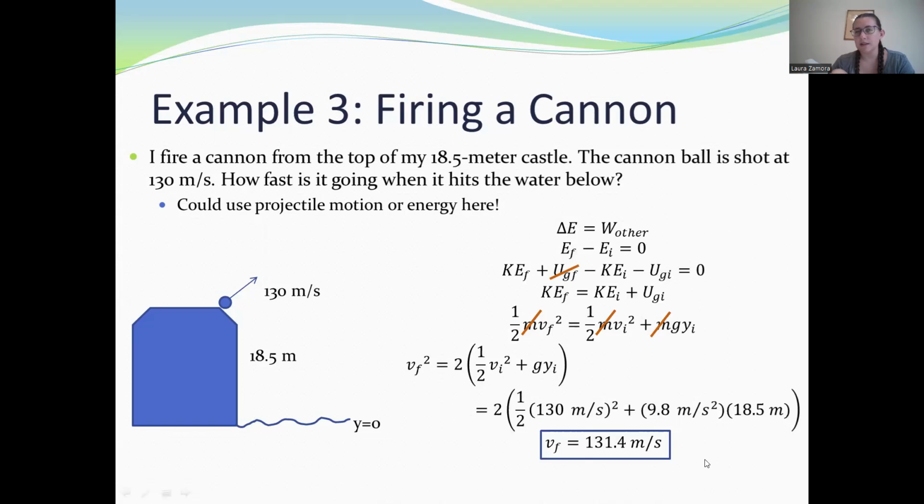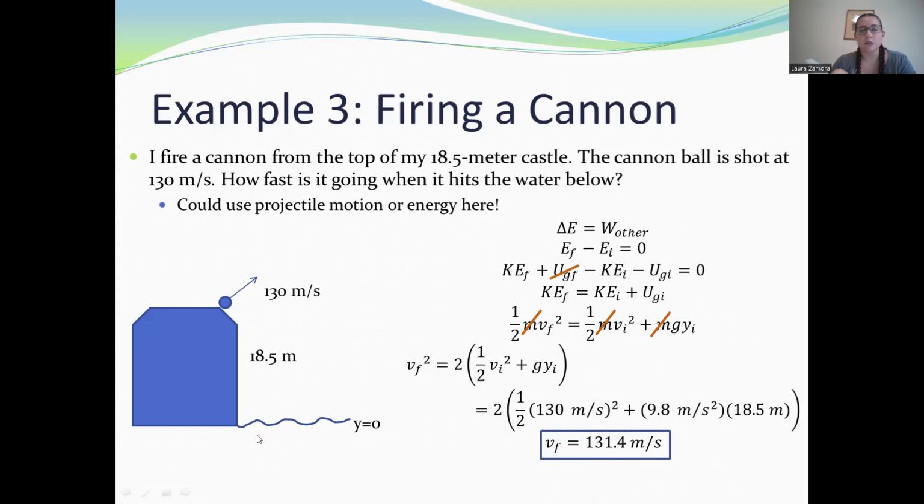Now, does this answer make sense? Well, if we look at how fast it's going initially, 130 meters per second, by the time it reaches the water surface it probably is moving a little bit faster. So that velocity of 131.4 meters per second makes sense, right?